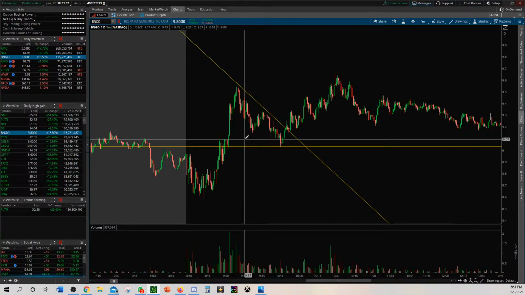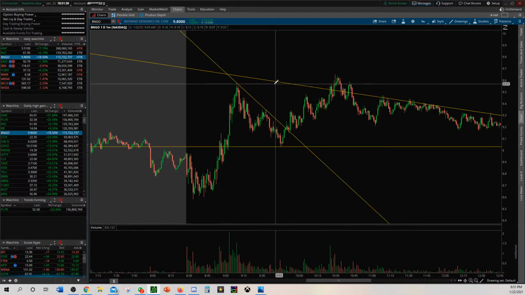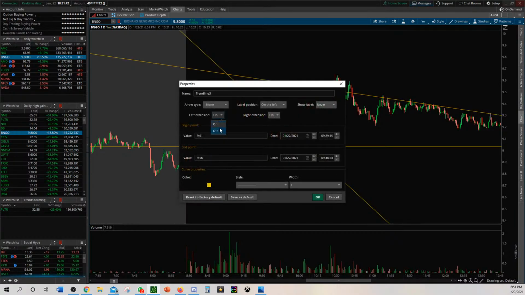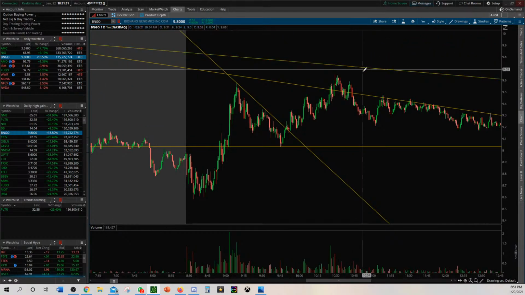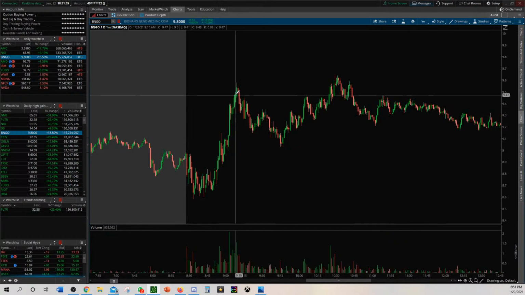Doesn't stay in default. Okay, good question here. Let's say you draw a line and it didn't stay. You click on the line, hit edit properties, and make sure your extensions are on, right extension on. Then save it as default, and next time you do it, it's going to work. Did that help, or did I go too fast?